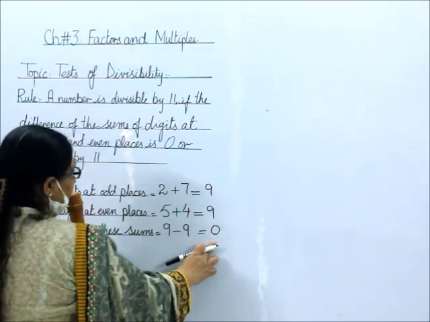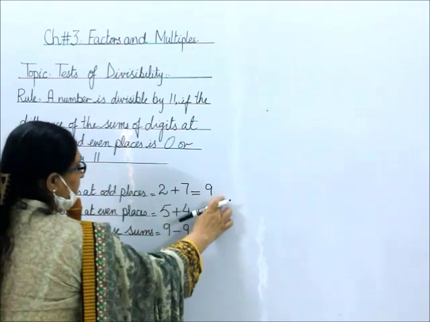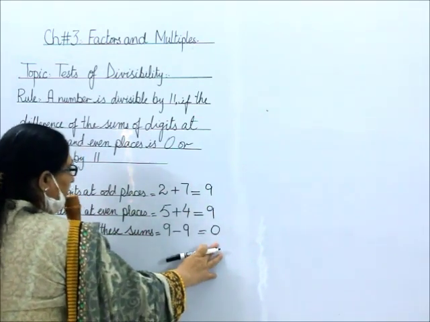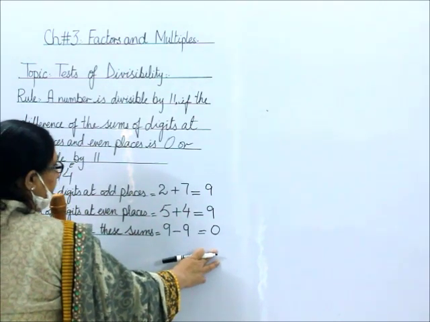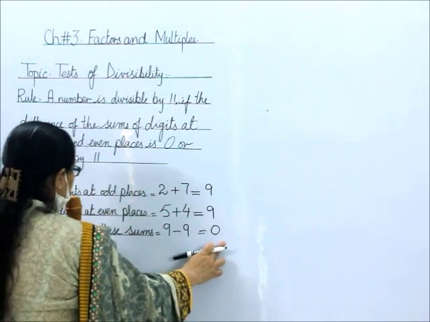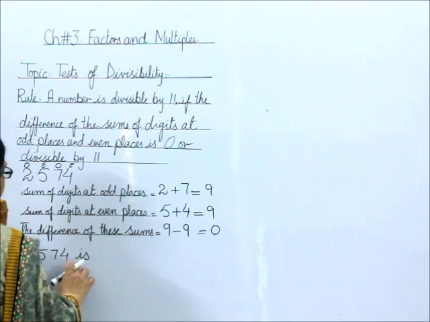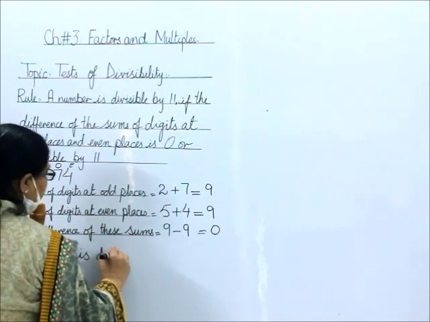So according to the rule, if the difference of these sums is 0 or a multiple of 11, then the number is divisible by 11. So here the difference is 0. So 2574 is divisible by 11.